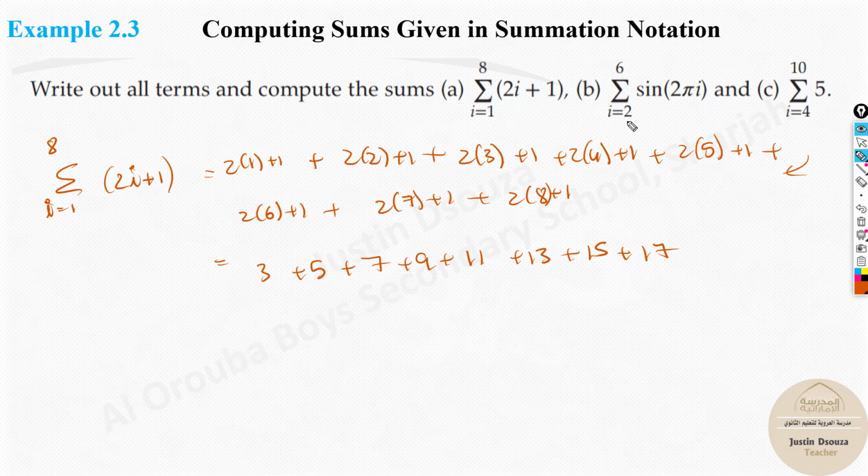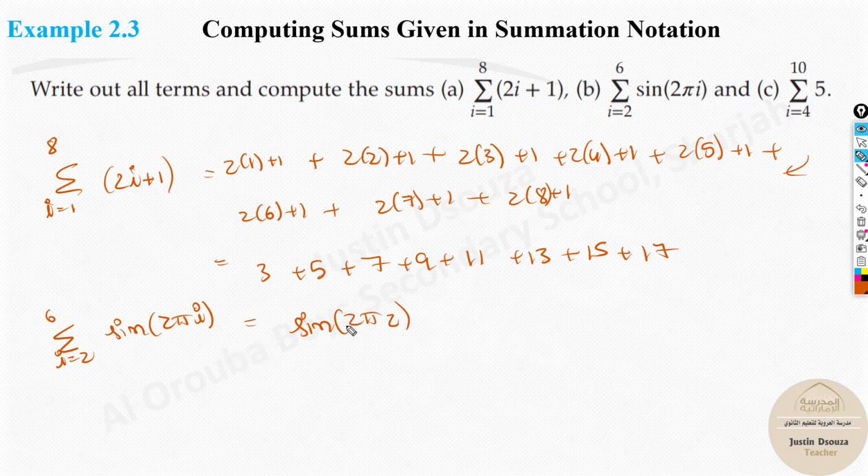Now you can try this one yourself. Let me do the second one as well. Okay, I'll do all of these because they're interesting. Then we use the same thing. It's equal to the summation of 6 sine 2 pi i. Now what happens over here? Sine 2 pi i, what is i? It starts with 2. That means it's 4 pi.